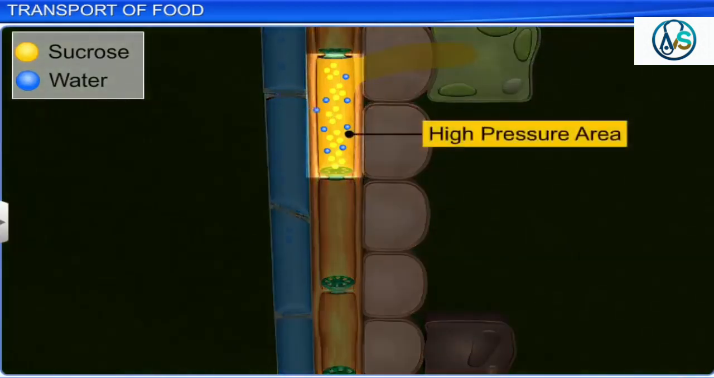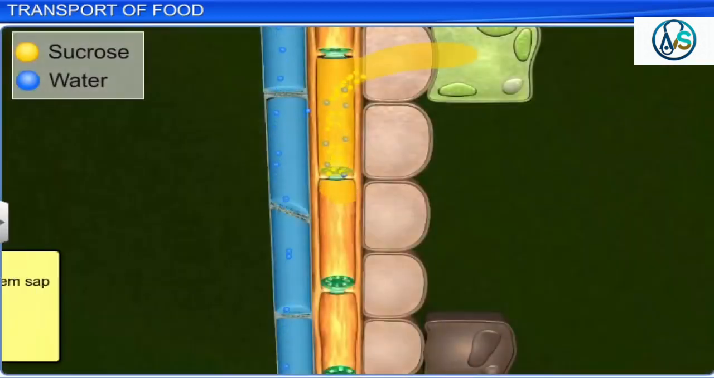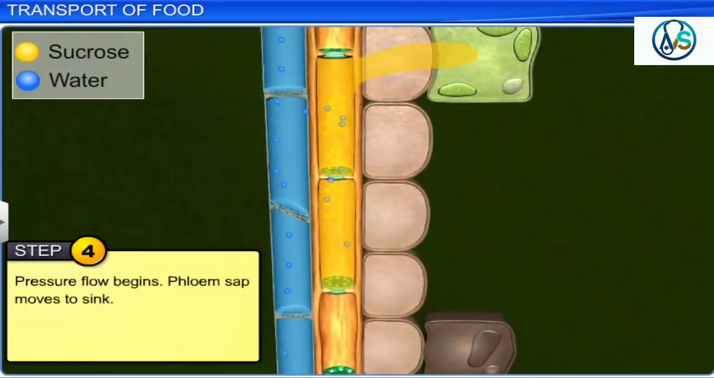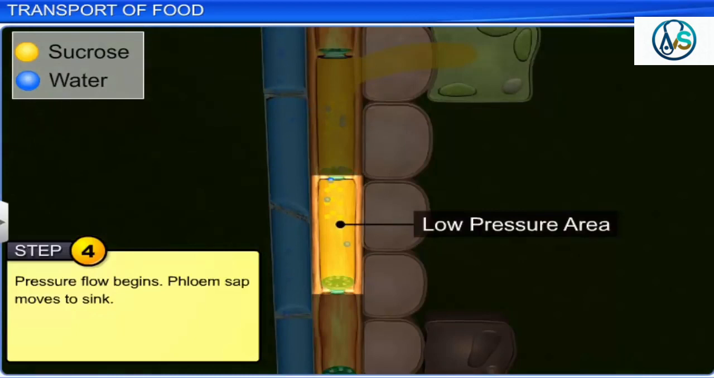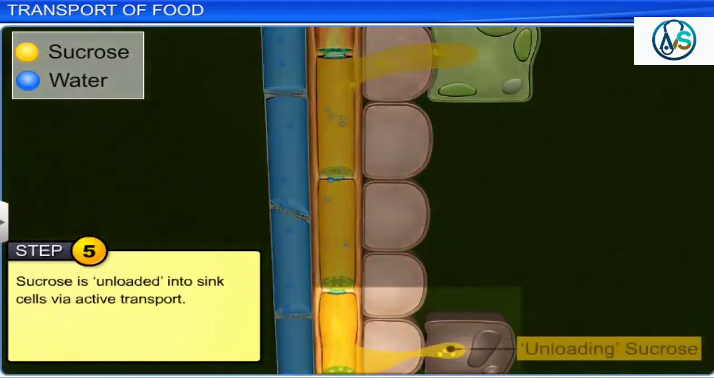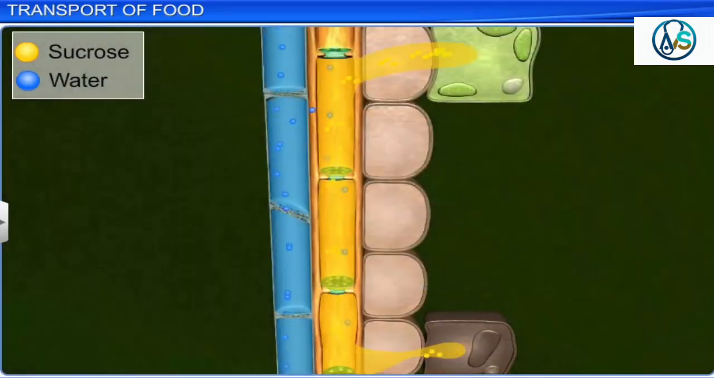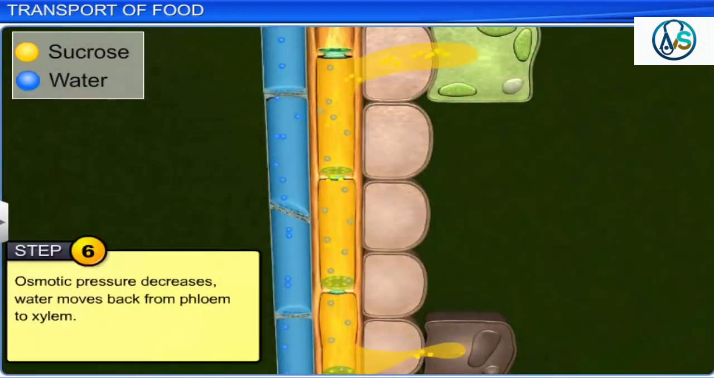As osmotic pressure increases in the sieve tube, pressure flow begins, and the phloem sap moves towards the sink, which has low osmotic pressure. This is followed by the sucrose from the phloem sap unloading into the sink cells via active transport. The loss of sucrose produces a high water potential in phloem. This results in decreased osmotic pressure, which causes water to move out of the phloem cells and back into the xylem cells.